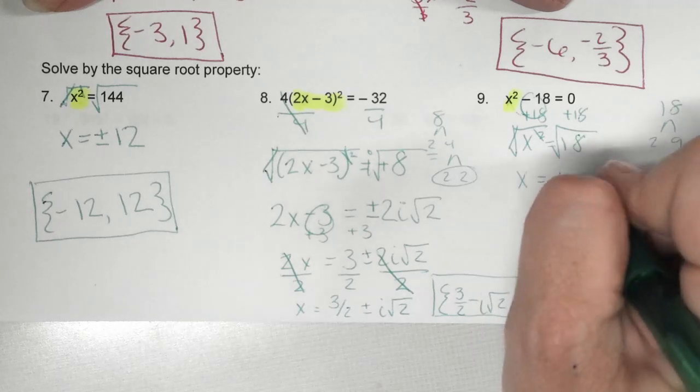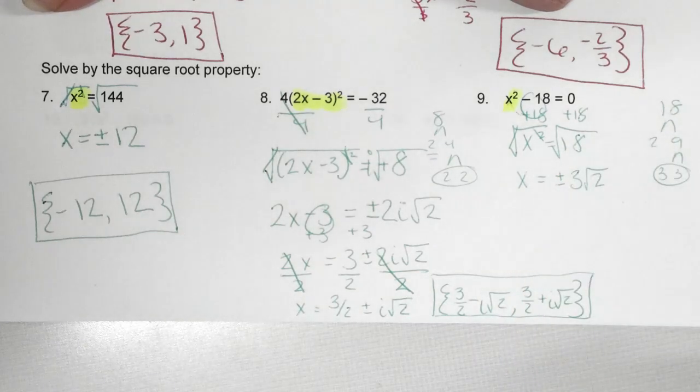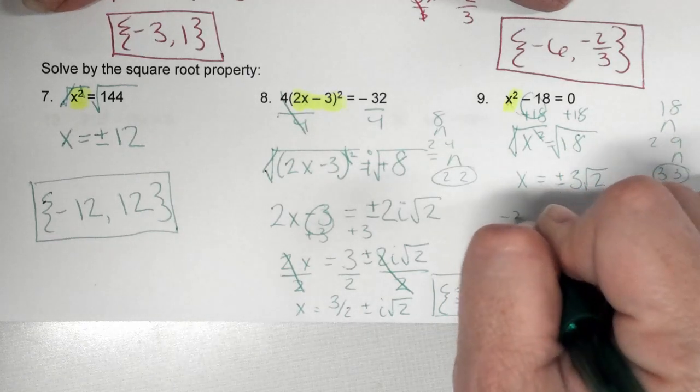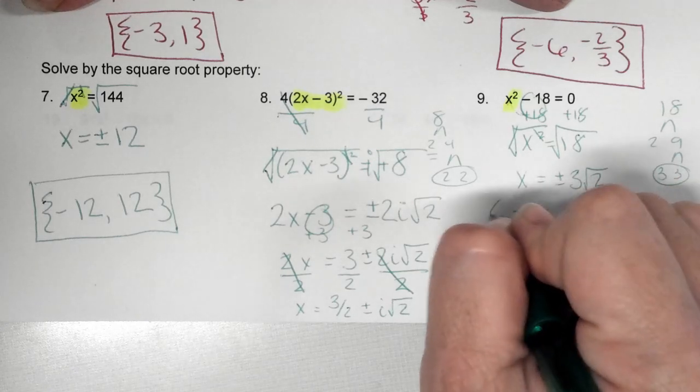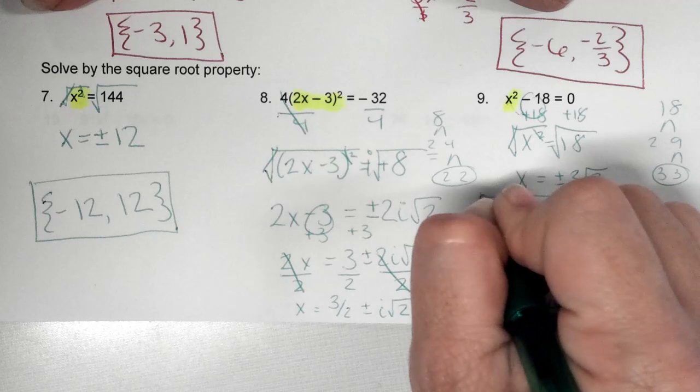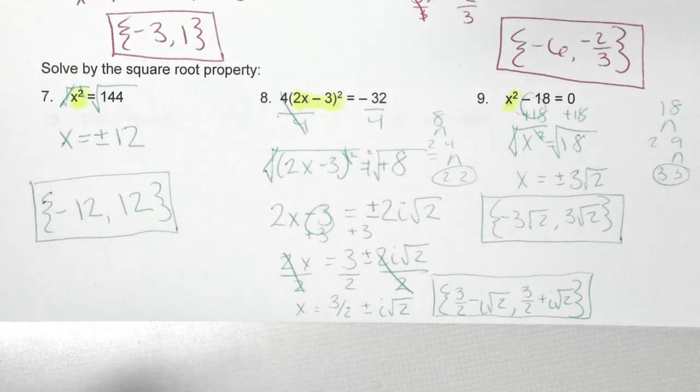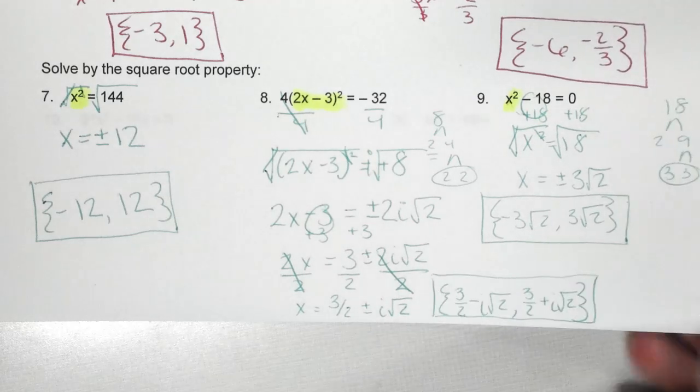So I get to take a 3 out with a 2 left over. So negative 3 root 2, positive 3 root 2. And pay attention, I'm using fancy brackets and I'm listing my answer. So now let's look at the back.